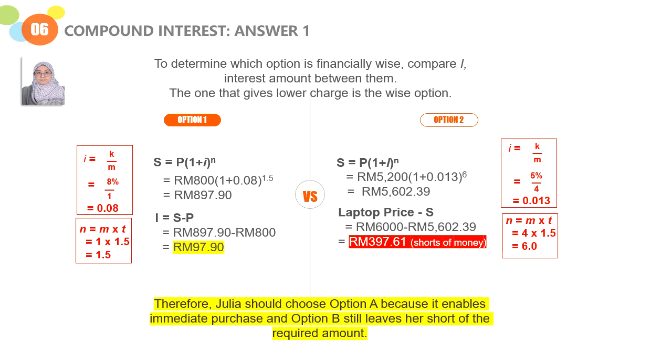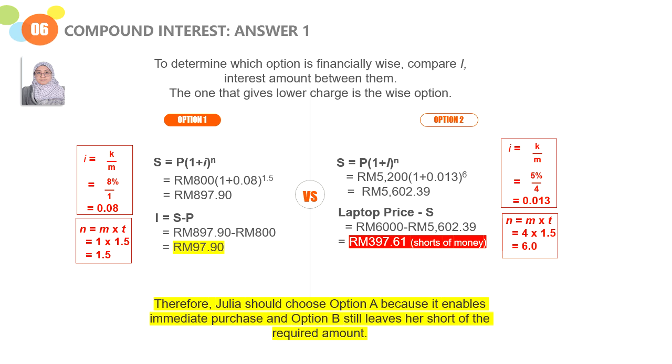Compound interest answer 1. To determine the more financially wise option, we compare option A and option B. Option A: Julia takes a loan of 800 at an interest rate of 8% per annum for 1.5 years. Using the compound interest formula, the accumulated amount is 897.90. Therefore, the interest paid is 97.90.